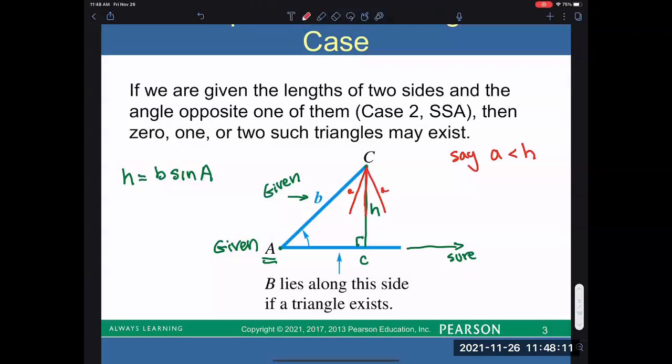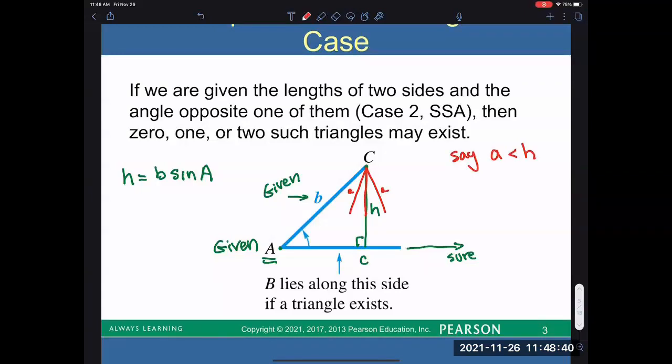But if it's less than length H, well, then it will never reach down to the base, C, because I can't lower it down. I can't lower its starting point down. The vertex between sides A and B at angle C cannot be lowered close to side C. And so if A isn't long enough to reach down there and touch side C, there's no triangle.